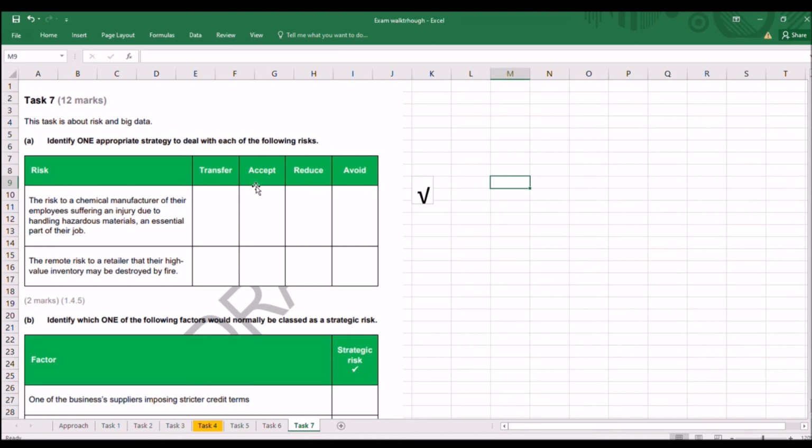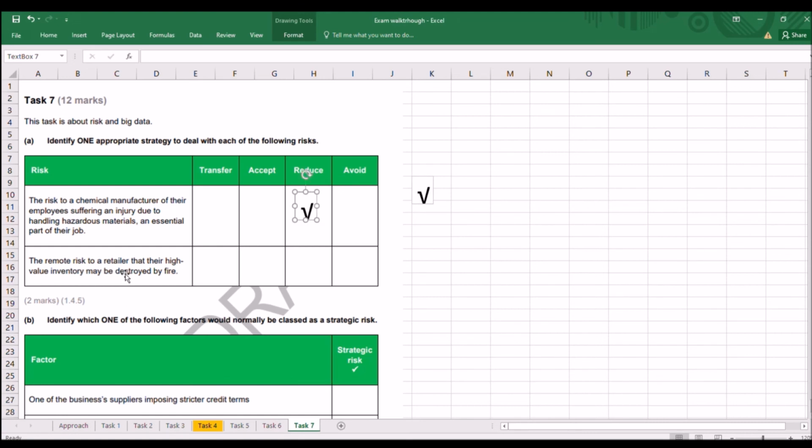We can't accept it because that would end up being done under a corporate manslaughter charge when somebody gets killed, so we can't do that there. So we're going to reduce it. We're going to reduce it through health and safety policies, health and safety committees, a good culture of health and safety in there, and learning from things that go on. So that would be reduced definitely for that one. That would have been a far better question if it was written.